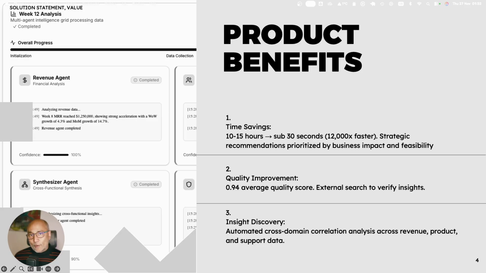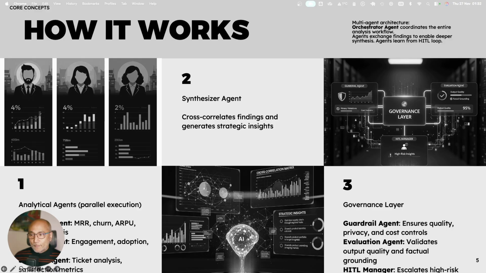But don't take my word for it. Let me show you. Here's the high-level architecture. We have 3 analytical agents: revenue, product, and support, running in parallel. A synthesizer agent cross-correlates their findings, and a governance layer with guardrails, evaluation and human in the loop ensures quality and safety. Let me show you this in action.